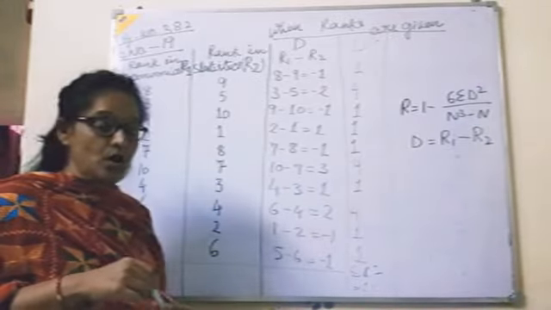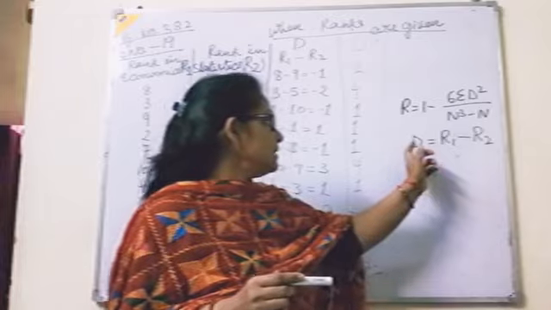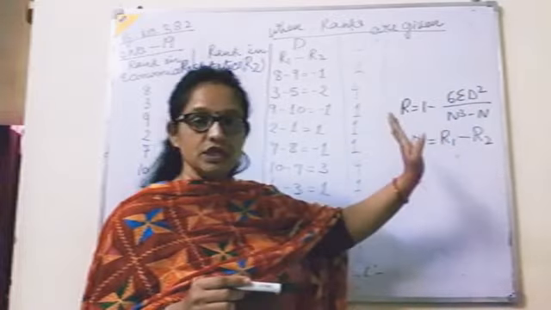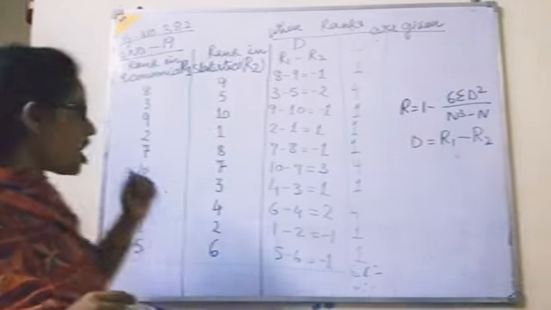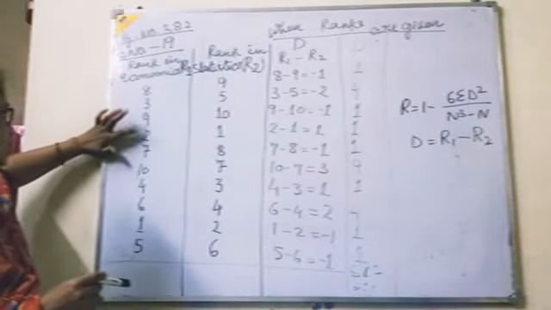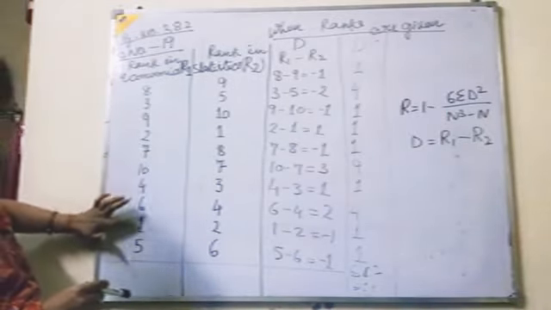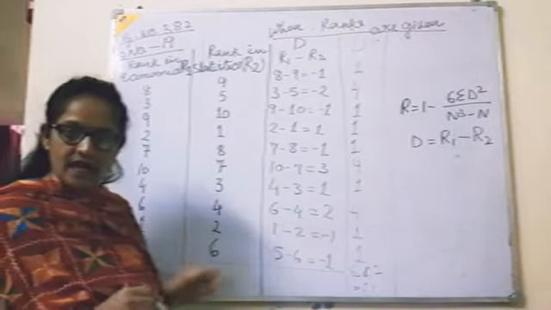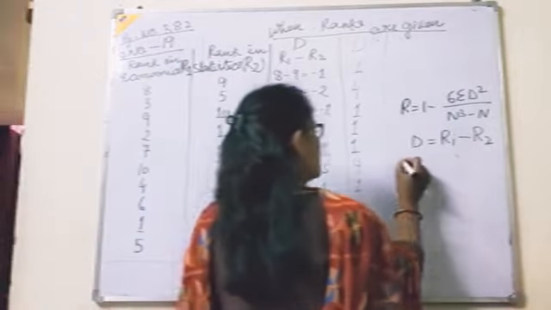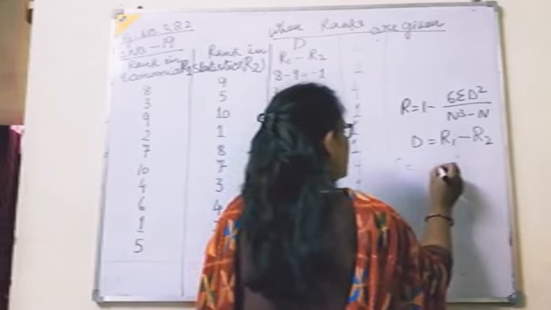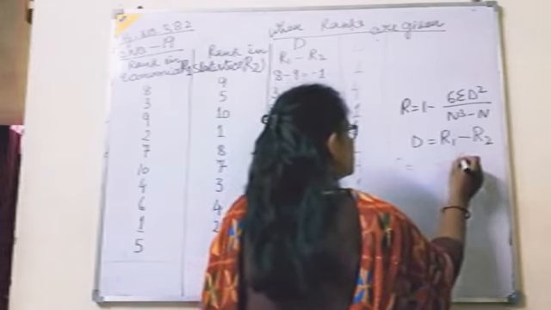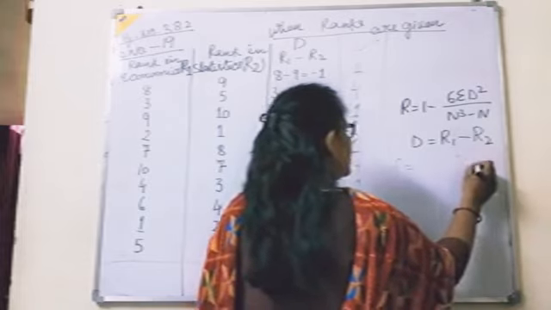Fine. Now, what is your N? So we got the D, we got the D square, D square 24. What is your N? N, I told you, is the number of items. How many items are there? 1, 2, 3, 4, 5, 6, 7, 8, 9, 10. So total 10 items are there. We'll now plot in the formula. R is equal to 1 minus 6 into 24.